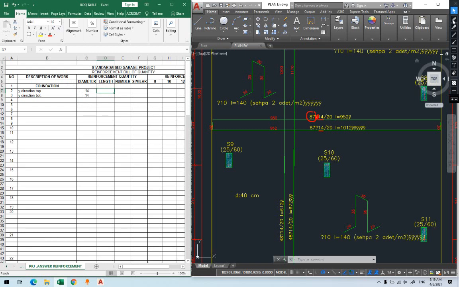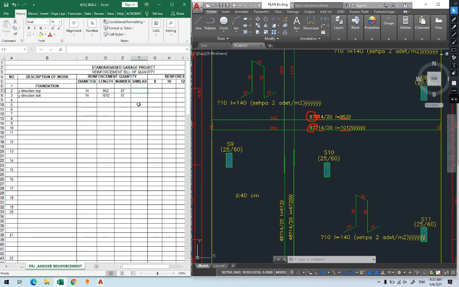The length of them is already given to us, thanks to the designer, 952,012. So we write them down here. The length of them for the top, 952. It's very easy, by the way, if you have those. If not, you struggle. Now the number of them, we have 87 of them. I'm not going to use the spacing here. Remember, the spacing will not be used for the bill of quantity. It will be used for the practical purposes.